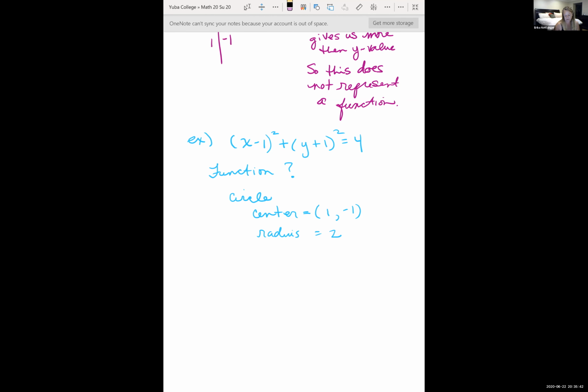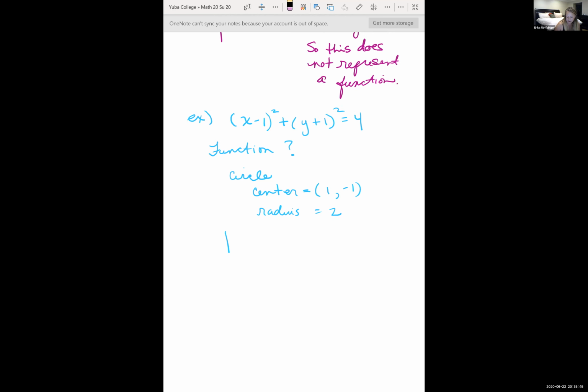If I graph this, at (1, -1) is my center, and we talked about how we could graph this by going up, down, left, and right by the radius from our center. Oops, it's not 1, right? It was 2. And I did it right in the first one.